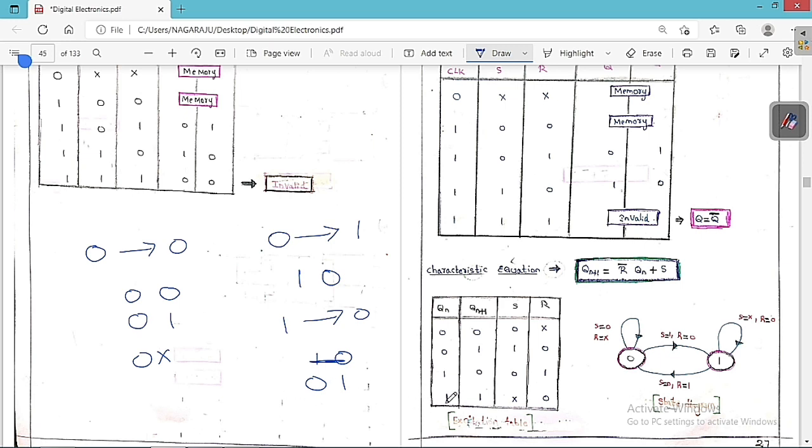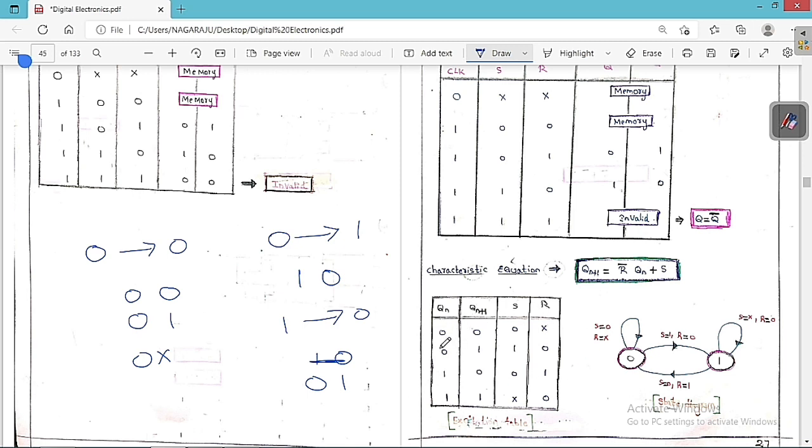Suppose you want to change from 1 to 1. So 1 to 1 is memory. So memory means 0, 0, and also you can give 1, 0. So 0, 0 or 1, 0, so definitely x comma 0. So these are the inputs that you have to give. Therefore the output is changing from Qn to Qn plus 1. So if you do these inputs, the output is changing from Qn to Qn plus 1.